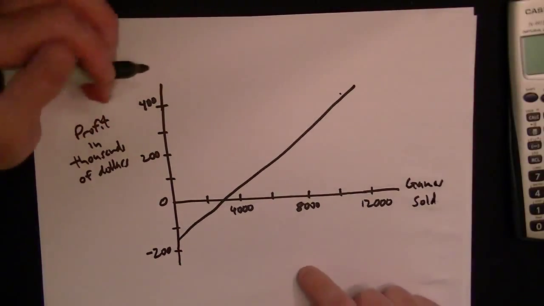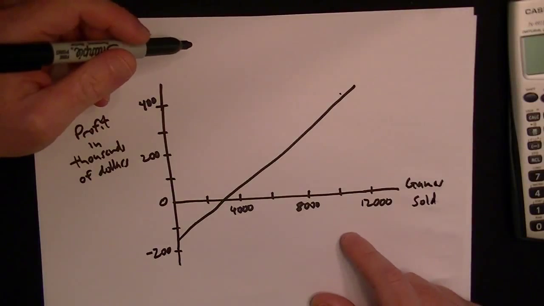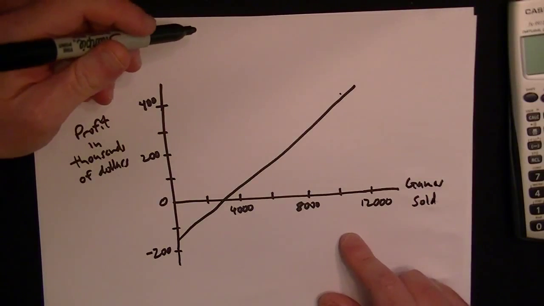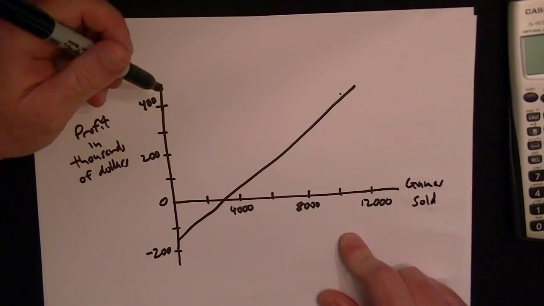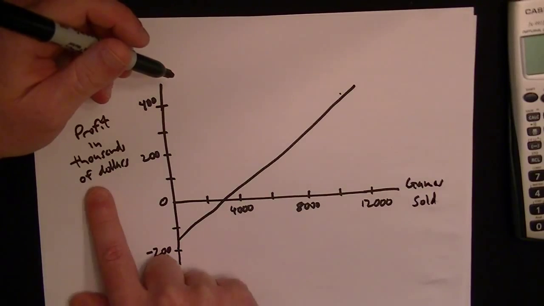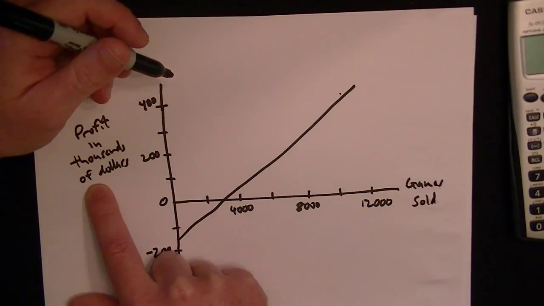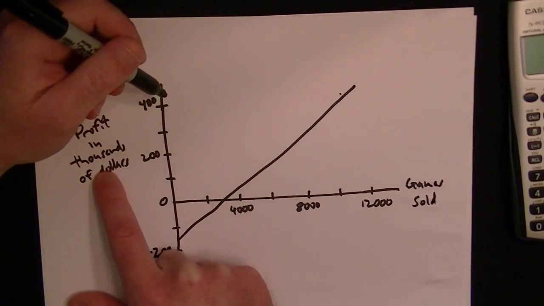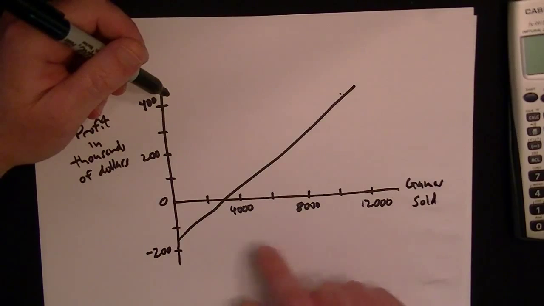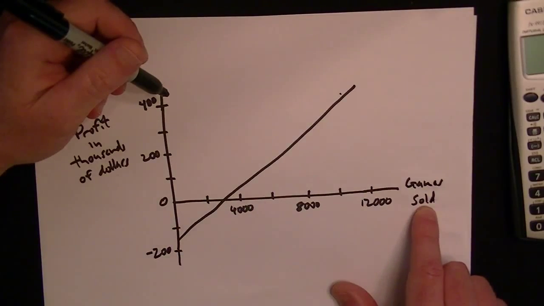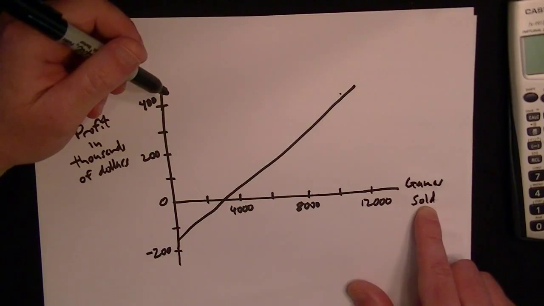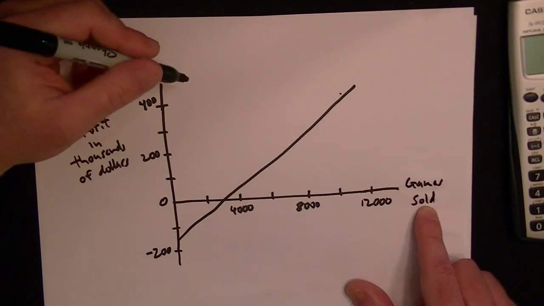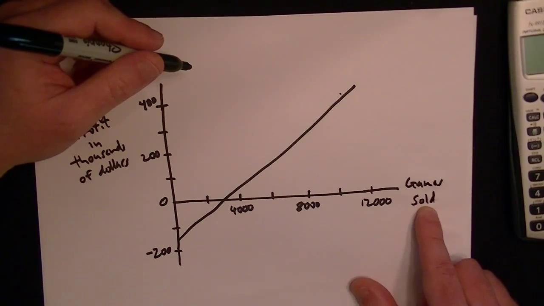Okay, I've drawn the graph ahead just so I could make it neat, or fairly neat. So basically you've got a graph of a video game company. On this side you've got profit in thousands of dollars. So these are how much money they have or have made. And then on this axis it's the number of games sold. So they want to know what is the expected profit before any video games are sold.